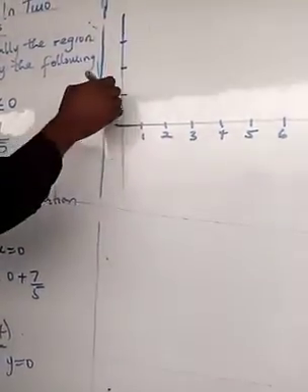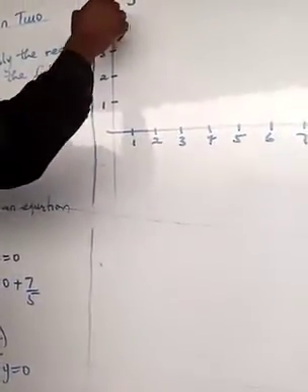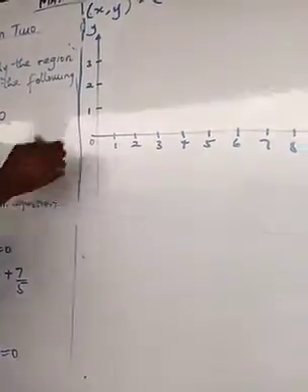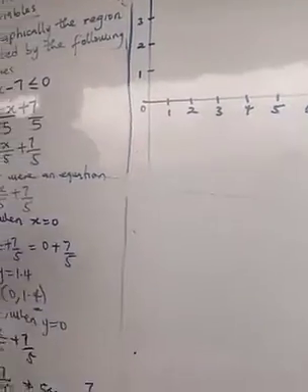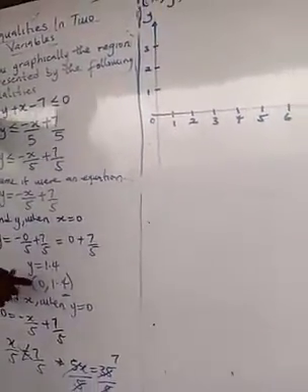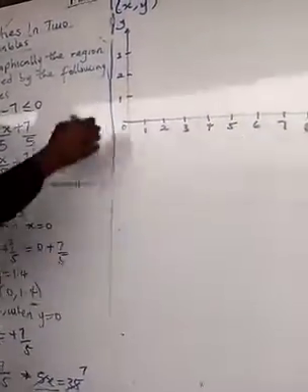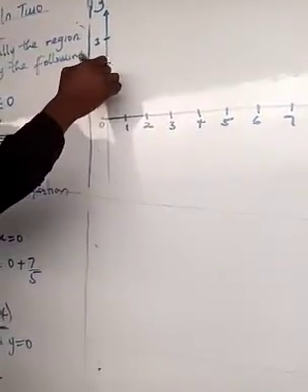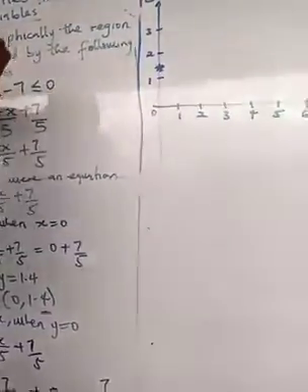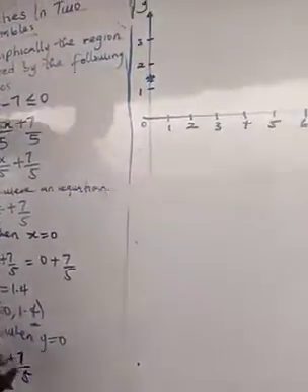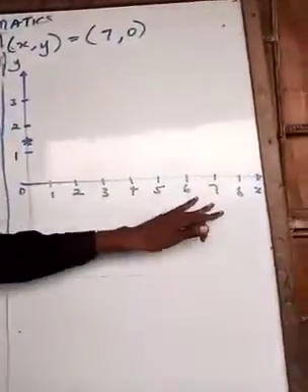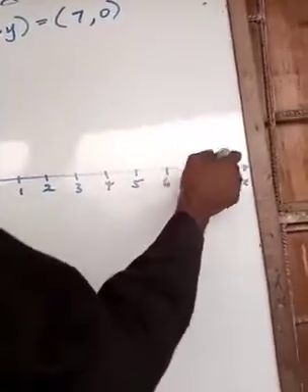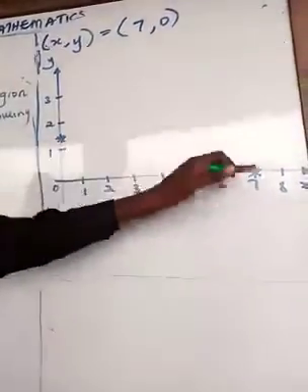So we have 1, 2, 3. So this is 0. It's just a sketch. So when x is 0, y is 1.4. So 1.5 should be somewhere here. So that means 1.4 will be a little bit below. So this is y is 1.4. Then when x is 7, y is 0.